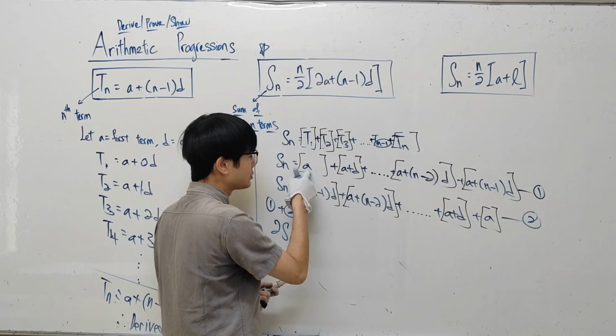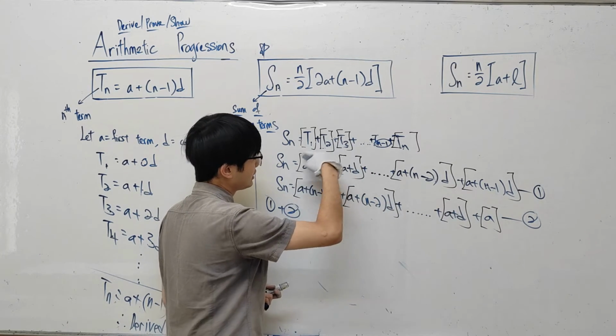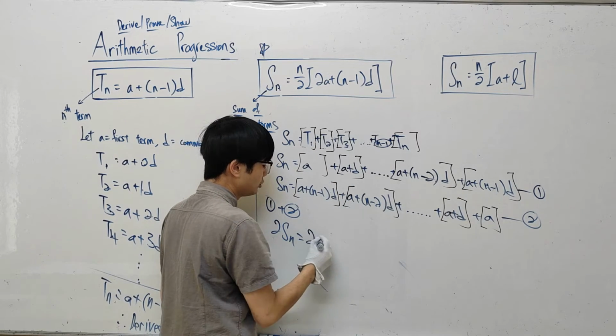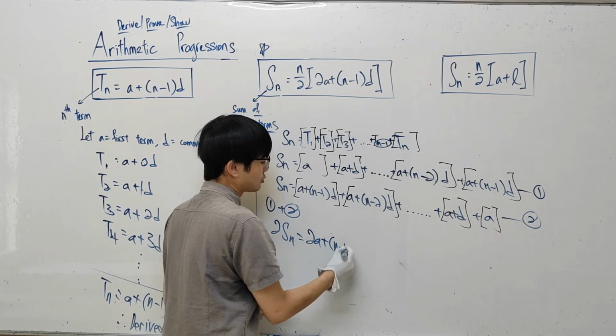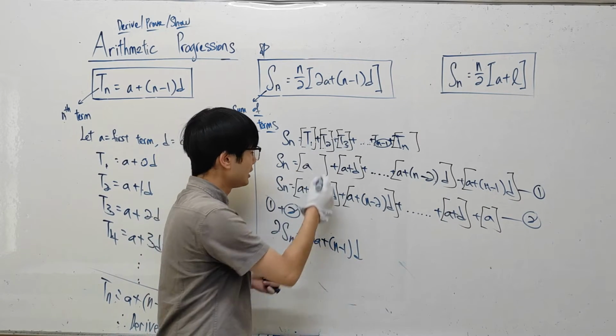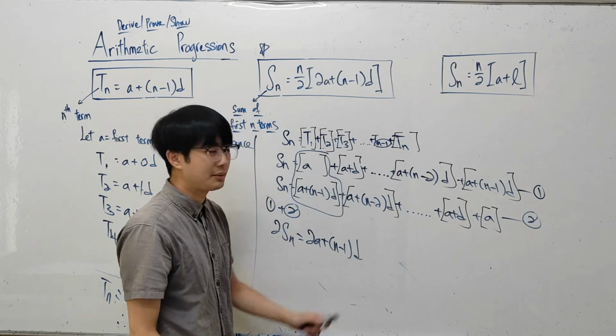So the first one is we will take a plus (n minus 1)d. What happens when you take the sum of this, when you add a plus a? So a plus a, you get 2a, and then plus (n minus 1)d. A can only add with a, right? So when you take the sum of these two terms, you will get 2a plus (n minus 1)d.